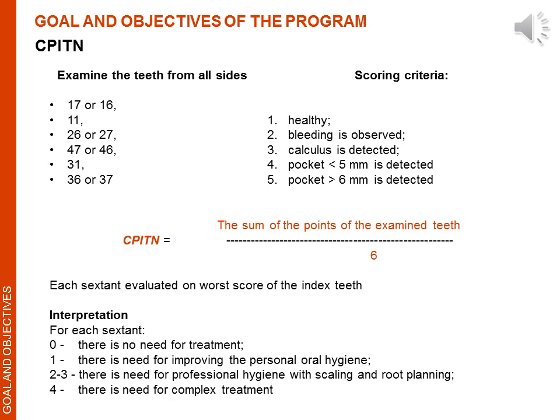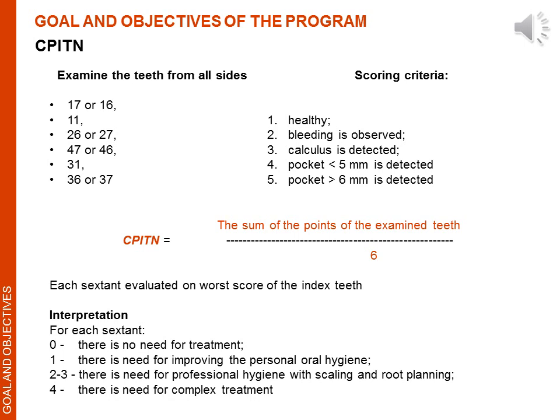Next, surfaces are examined: mesiobuccal, buccal, distobuccal, mesiolingual, lingual, and distolingual. Six points as a result. For examination, use a calibrated periodontal probe. Scoring criteria: healthy; bleeding is observed; calculus is detected; pocket less than 5 mm is detected; and pocket more than 6 mm is detected. The CPITN index will be the sum of the points of the examined teeth divided by 6.